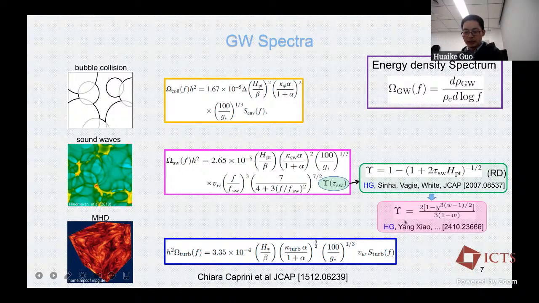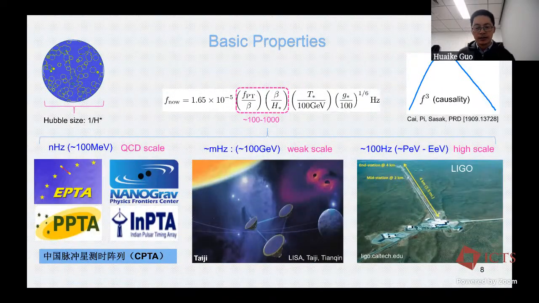Recently, we have generalized this to a more general cosmological context. I will talk about this a bit more later. Even without doing a very strict calculation, we can understand the basic properties of the spectrum. It has a broken power-law form, and at very low frequency it goes as f cubed due to causality. At high frequency, it drops. So there's a peak. The peak and the slope are very important for detection. The position of the peak is more or less given by this formula.